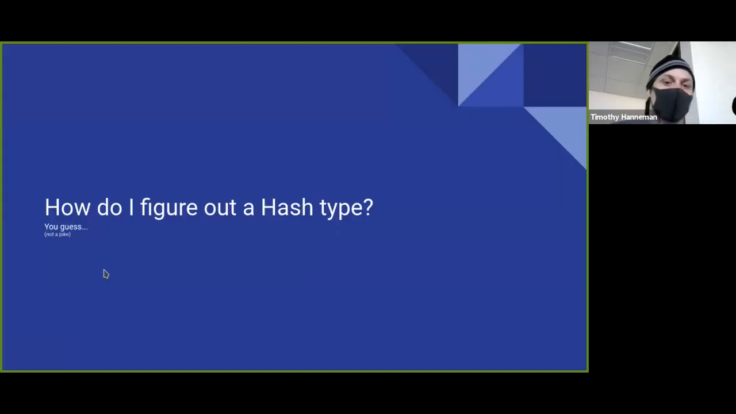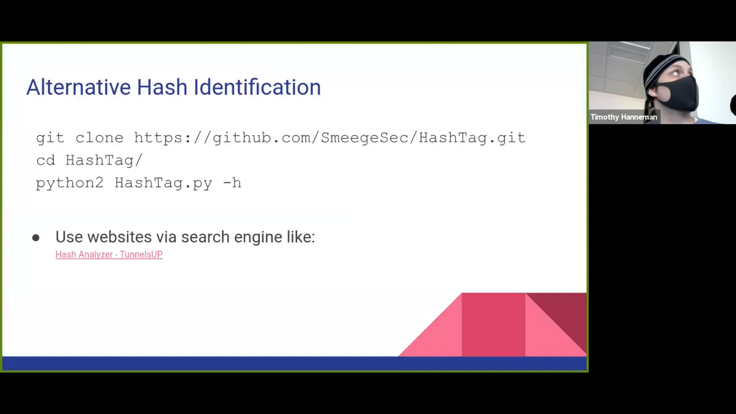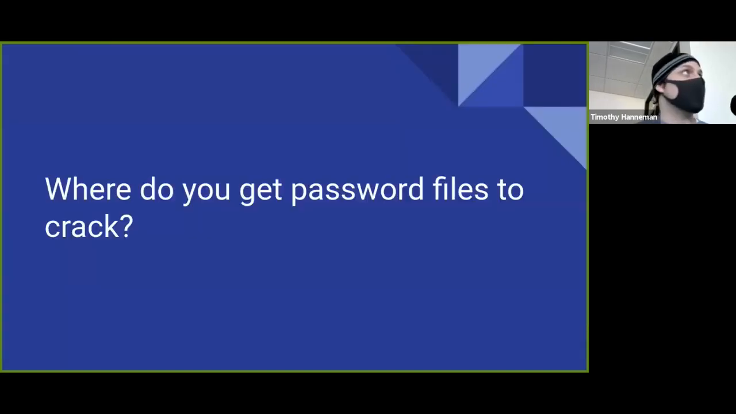Okay, how do you figure out a hash type? Basically, you guess. I'm not joking. There are some things that help, like the length of the hash, but it's a good idea to use some software. You can use hashid and then the hash that you want to identify. If you use the -m option, it'll show you Hashcat modes, -j for John the Ripper. It's not always correct. There's another hash identification tool called Haiti. You can download it on GitHub, or you can just Google a bunch of websites that provide hash detection functions. Those are also highly recommended because they're easy to access.